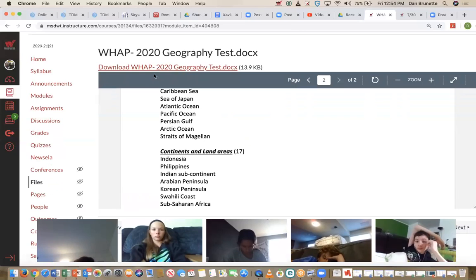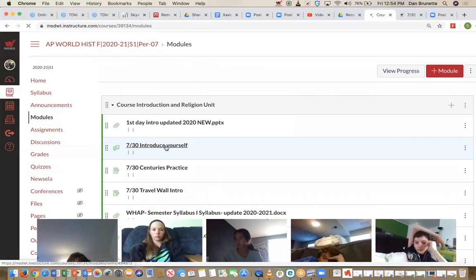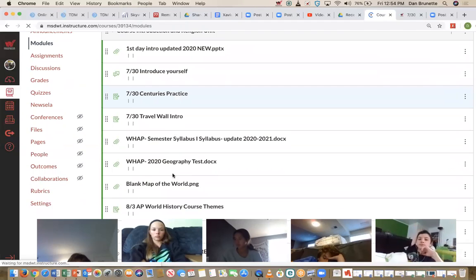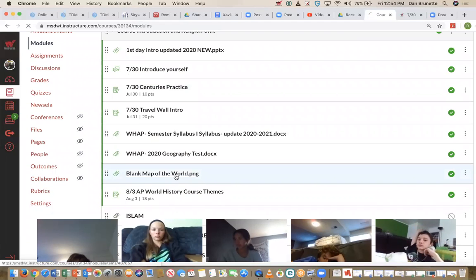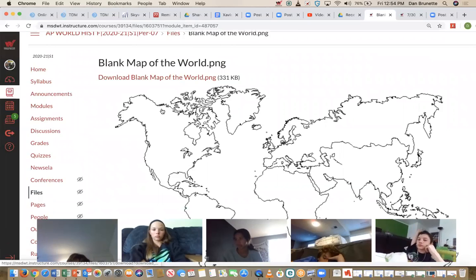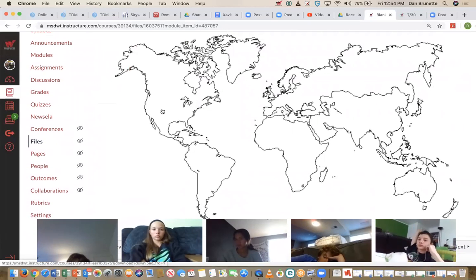Well, first you should download this, take a picture from your phone or whatever you have, and print it as you can. Under modules, I've got a blank map of the world, and this is the map that we are going to be using. Okay, everyone see that? So when you practice, you definitely want to use this to practice or label and then study it.